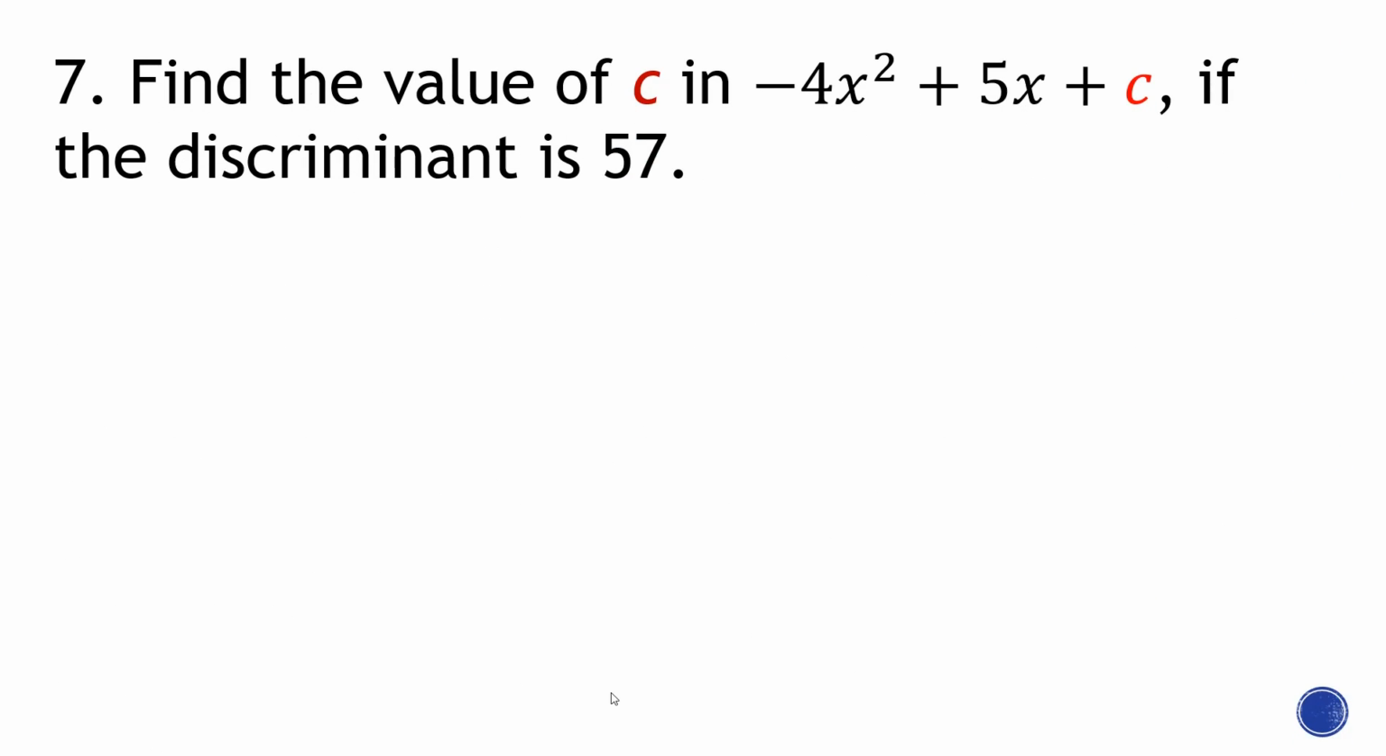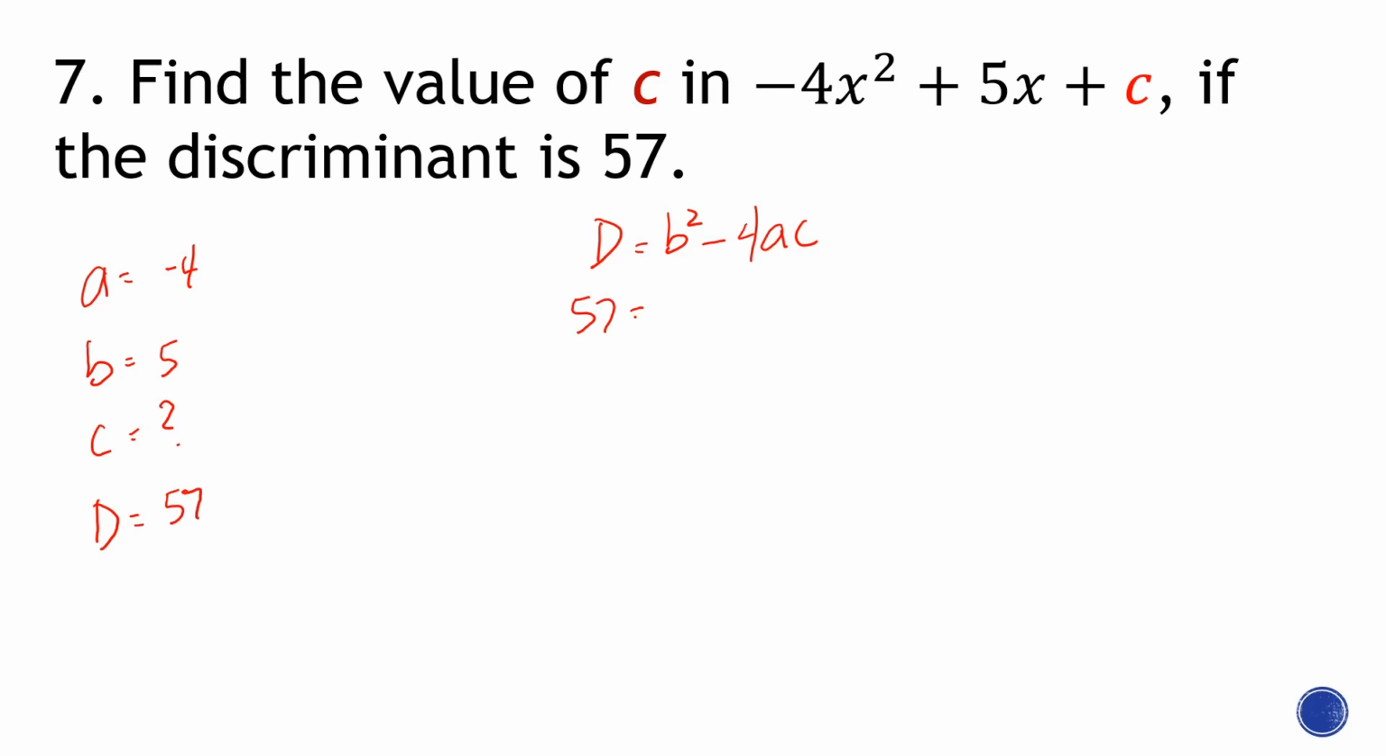So this time what's missing is C. Our A is -4, our B is 5, and we don't know C. We know the discriminant, and that is 57. So D equals B squared minus 4AC. D is 57, B is 5. Okay, -4 is our A, and we don't know C. So this is 57 equals 25. Count the number of minus signs. You see 2 of them, so that means plus 16C.